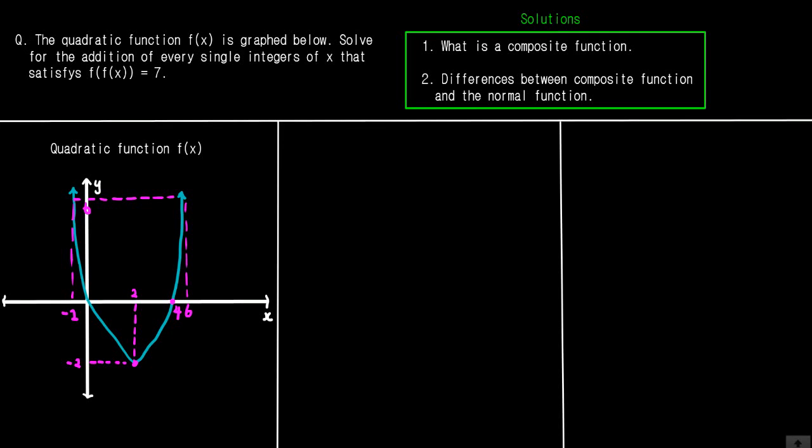A quadratic function f of x is graphed below. Solve for the sum of every integer x that satisfies f of f of x equal to 7.